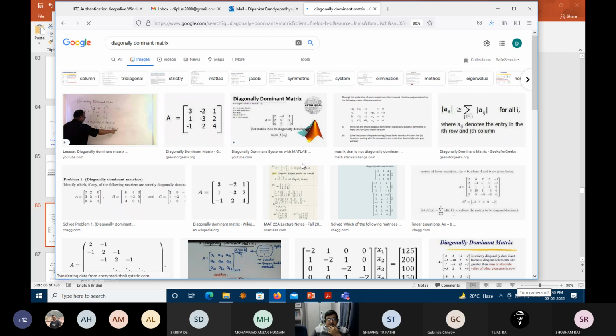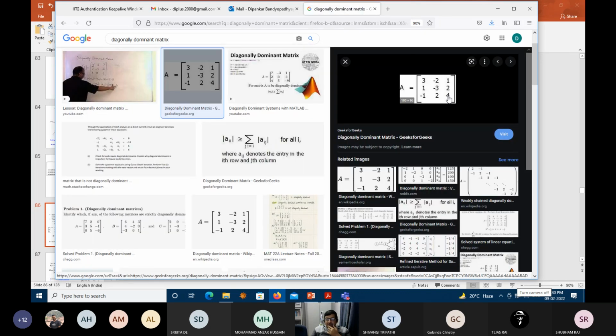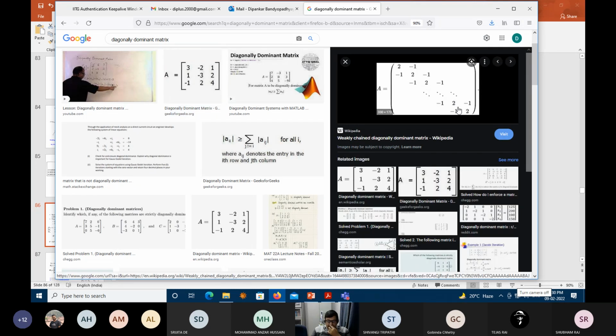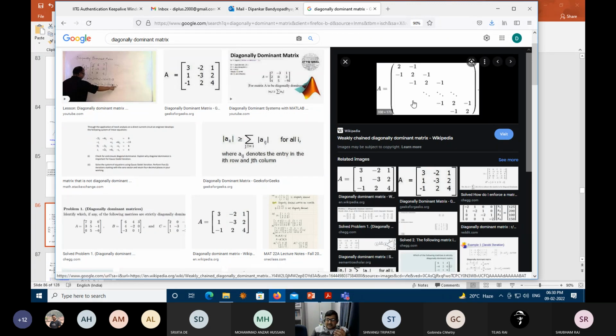So if you really have matrices where the heavy numbers are all near the diagonal, these are typically called diagonally dominant matrices. Why? Because this type of diagonalization of the matrix helps you in iteratively converging much faster.